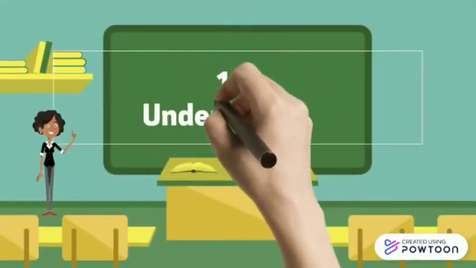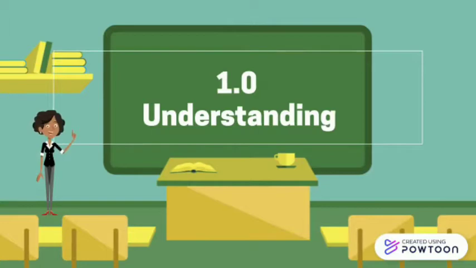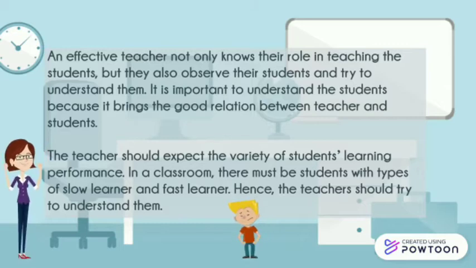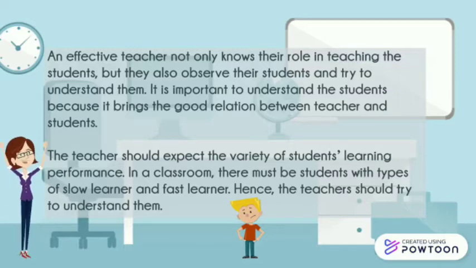The first trait is an understanding teacher. An effective teacher always tries their best to understand their students. It is important because it brings a good relation between the teacher and the students. First, the teacher should expect the variety of students' learning performance, which are slow learners and fast learners. They need extra attention in the classroom.